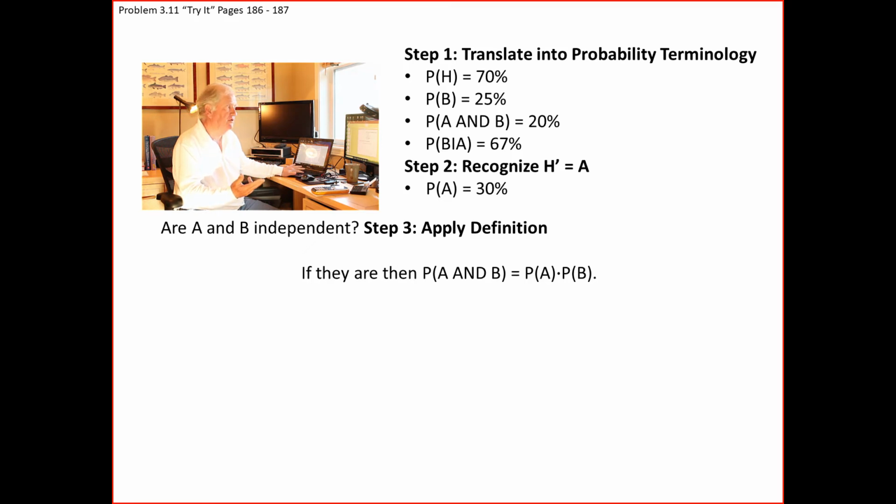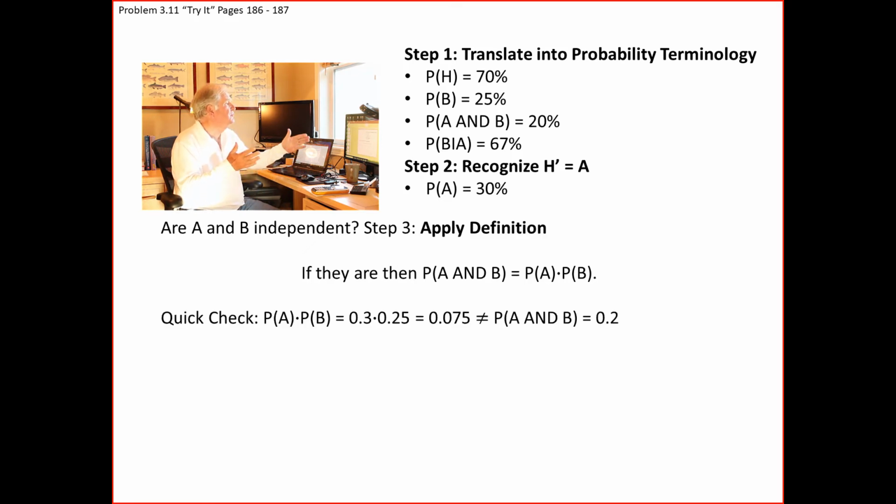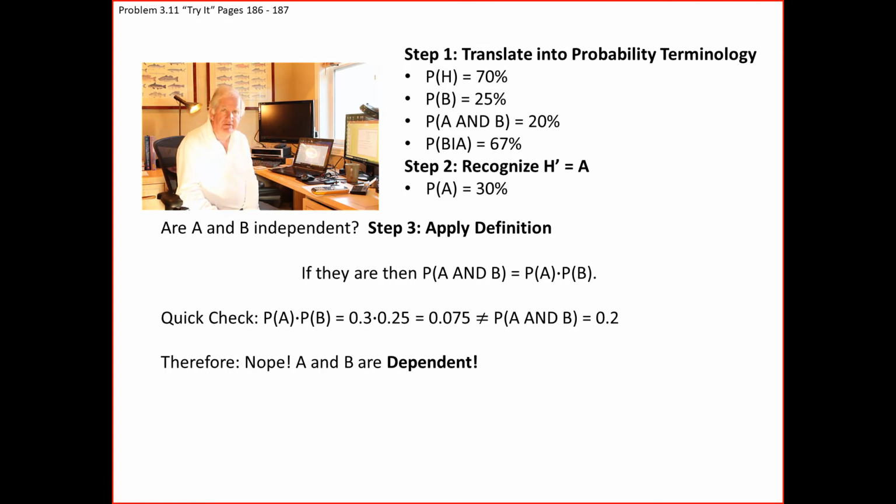Multiply those two together, and you should get 7.5%. But look, P(A and B) is 20%, not 7.5%. So that equality doesn't hold. It doesn't hold because A and B are not independent events. They're dependent events. It's as simple as that.